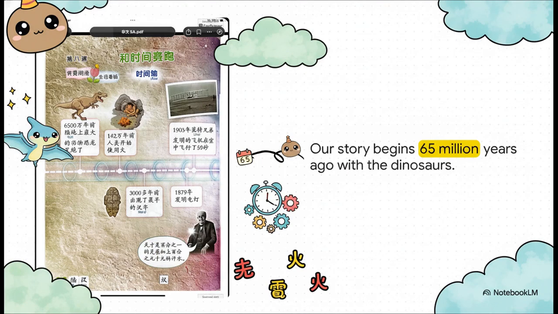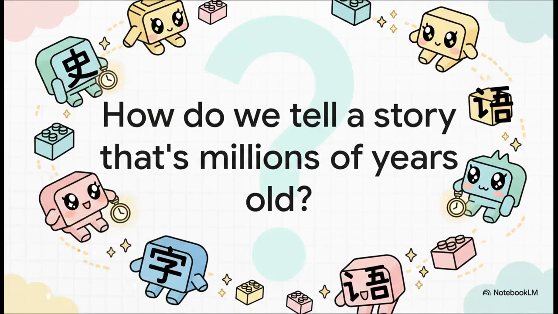Okay, so our journey starts way, way back, a mind-boggling 65 million years ago. This is when the largest animals to ever walk the planet were in charge. But how do you even begin to talk about a time that long ago? You do it with these, the building blocks of language. Honestly, you should think of Chinese characters as tiny little time capsules.